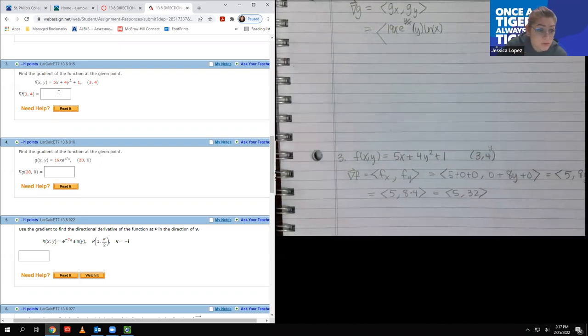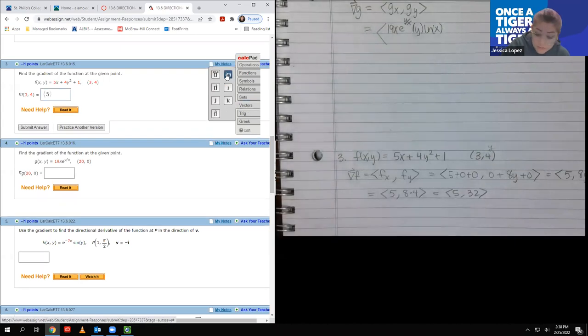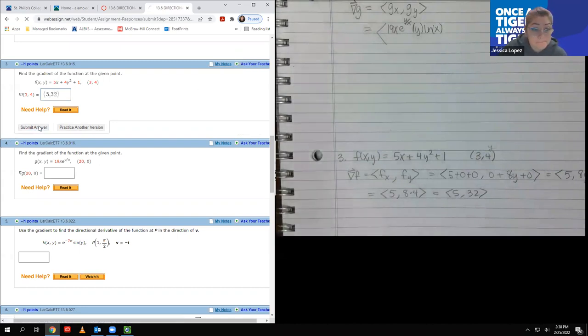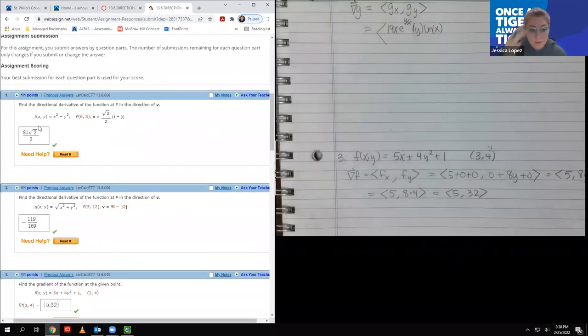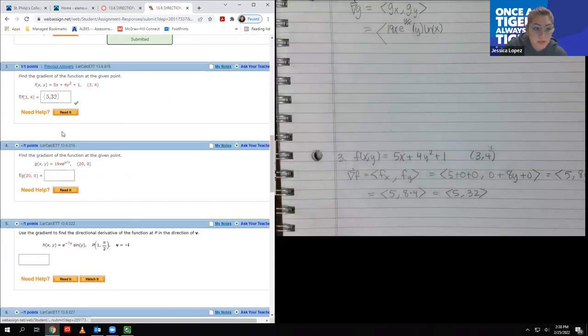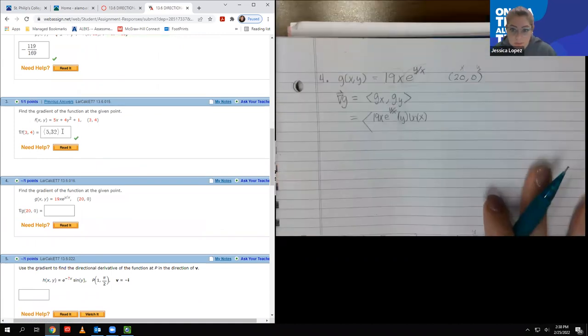And so let's go try that. We need our vector set and 5 comma 32. Oops, I put the wrong number. Okay, so that one was marked correct, but now we're going to go apply it to the more complicated looking one, right?